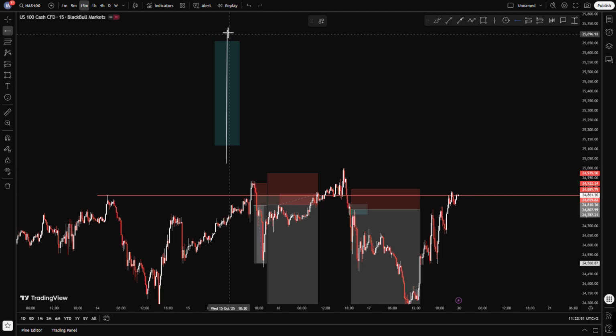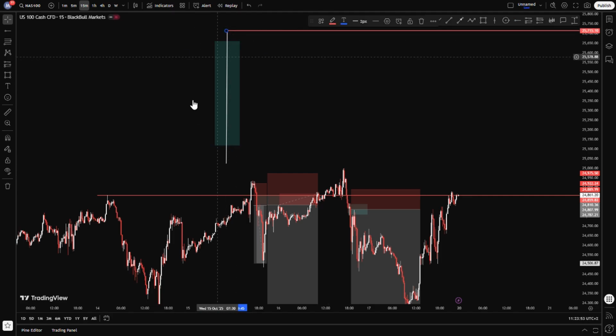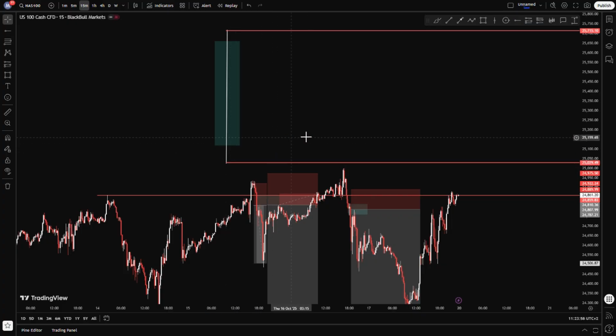So we are going to start by marking the high of the candlestick, and also we're going to mark the low of the candlestick, right? So from now we are going to wait for price to either take out the high or the low of the candlestick. Okay, so now once price takes out the high of this candlestick, this is the liquidity sweep, right?